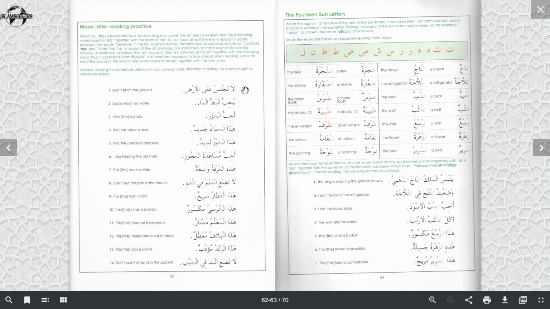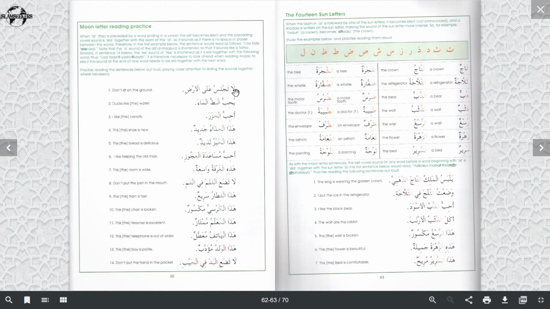It is therefore necessary to look ahead when reading Arabic to see if the sound at the end of one word needs to be slid together with the next word. Listen carefully to the sentences on page 62 and note how certain sounds are slid together where necessary.